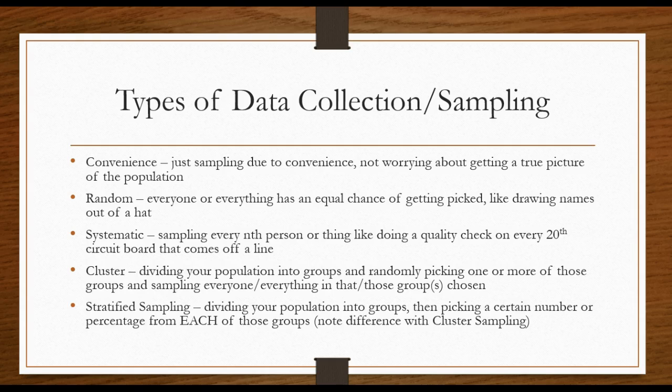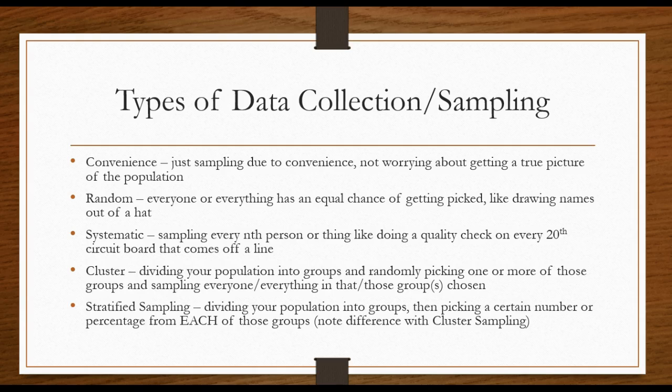Then we have cluster and stratified sampling. With cluster and stratified sampling, they're similar because you first divide into groups. With cluster sampling, you divide your population into groups and randomly pick one or more of those groups and sample everyone or everything in that group. In other words, let's say there's 20 statistics classes and you randomly pick one of them and you ask everybody in that class, or sample, or survey. Maybe you've got 20 classes and you select 2 and ask everybody in those classes.